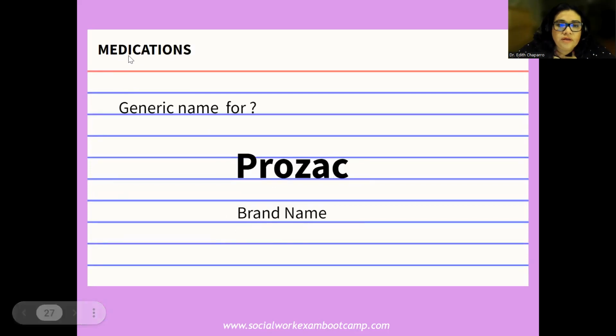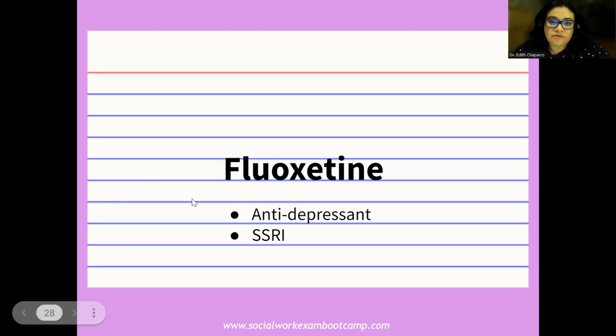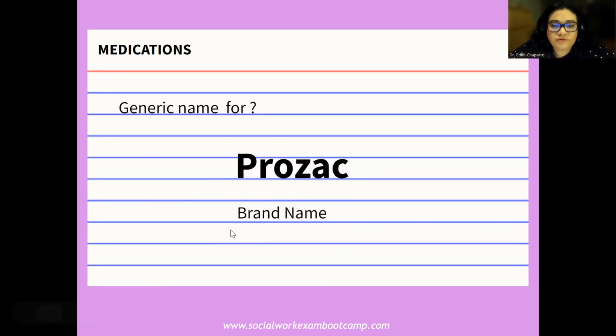All right, moving along, the next area, which is still medications, is what is the generic name for? You could write again up here, Prozac, right? So Prozac is a brand name for this medication. And on the other side of the card, it's going to be Fluoxetine. Fluoxetine is the generic name. It's an antidepressant also and an SSRI. Once again, you could write here in the corner, what is the brand name for Fluoxetine? And it would be Prozac.